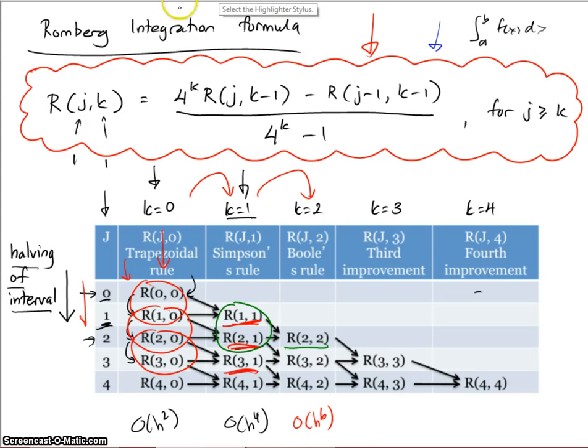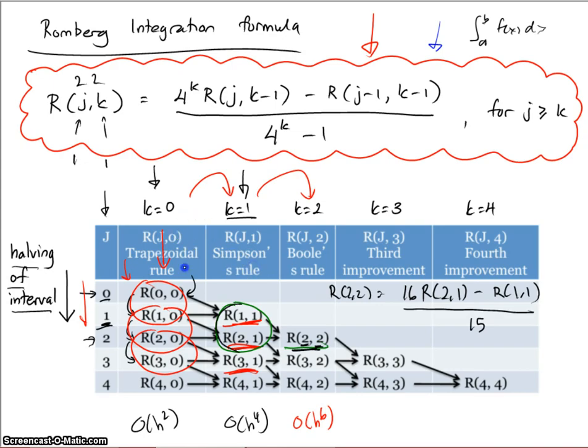So how do you calculate R22? You're going to replace J equals 2 and K equals 2 into your general formula. So if you replace this with 2 and 2, you get R22 is equal to (4 to the power 2, which is 16, times R21 minus R11) divided by 16 minus 1, which is 15. So to calculate R22, you have this. And you know that R22 would have an order of accuracy of H6. To calculate R32, you will have this. To calculate R42, you need these two.